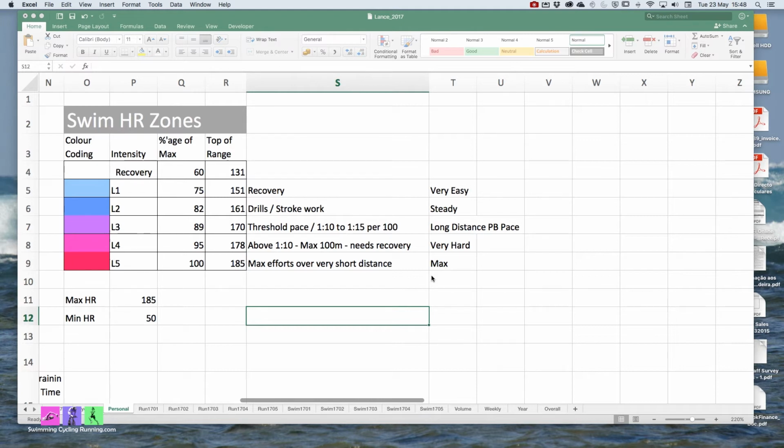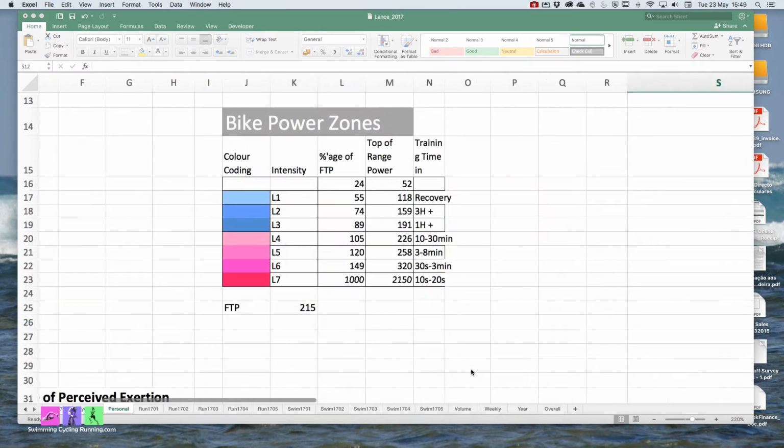Let's just now have a look at the potential power zones that have come into use recently. Power zones have become important in cycling because in cycling you can actually attach a power meter to your bike. There are systems for running coming in, and I understand there's a system for swimming coming in, but it's much more awkward running and swimming to actually work on power.